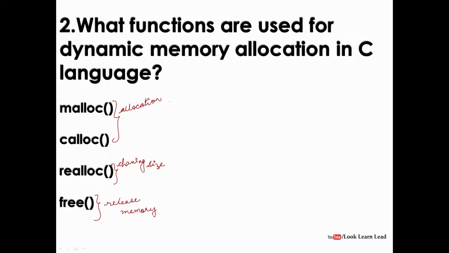Okay, now let's see what is malloc. Malloc is used for allocation of a single block, and calloc is used for multiple blocks. You have to remember this. Malloc is not initialized, so initially it has a garbage value.